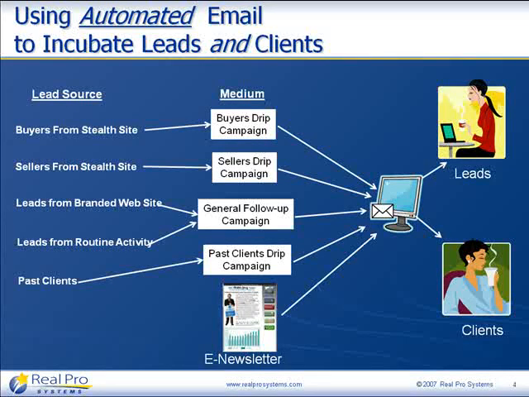So when you put all this together, you could potentially be touching a buyer or seller 5, 6, 7, 8, maybe even 10 times a month. You get to choose the intensity of the campaign. Some agents prefer a less intensive, more laid-back approach, and other agents prefer a more in-your-face, let's force this one way or the other kind of approach. You get to choose.